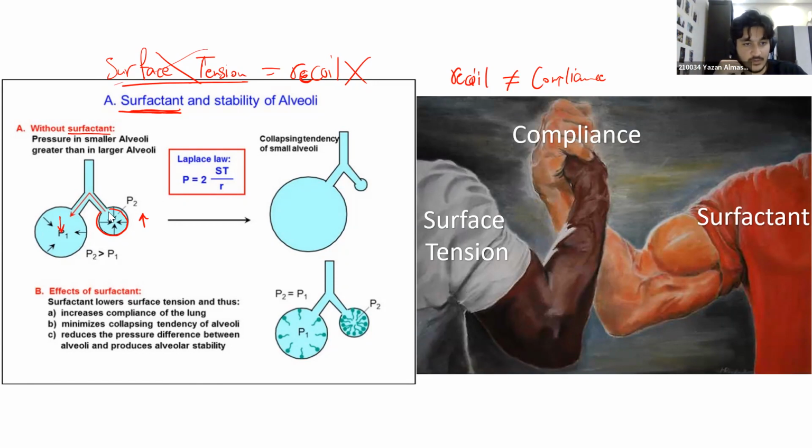It's going to move from an area of lower pressure to an area of higher pressure. And it's going to move towards this bigger alveoli with lower pressure. And this one is going to collapse. And that's really bad. Imagine in your lung you have collapsed alveoli that don't even work. We don't want that.